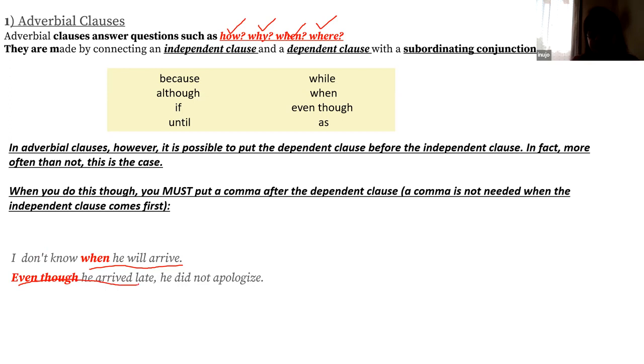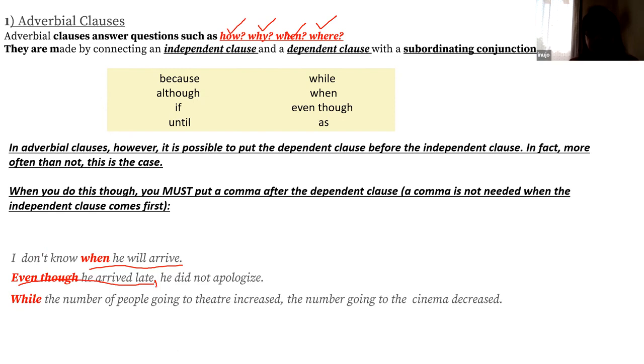Even though he arrived late. Here, your adverb clause, even though he arrived late, is coming before your main clause, which is he did not apologize. Hence, you have to use a comma here. So when your adverb clause is before the main clause, you have to use a comma. While the number of people going to theater increased, the number going to the cinema decreased.